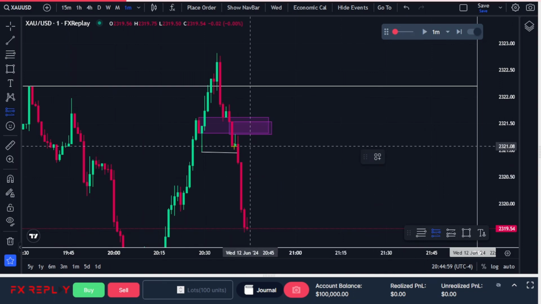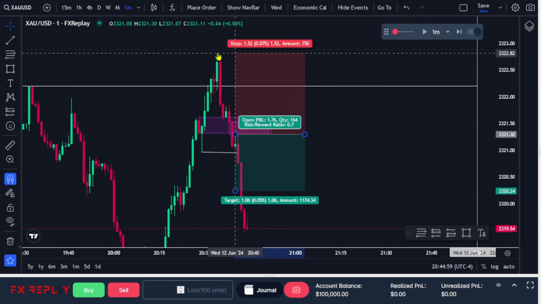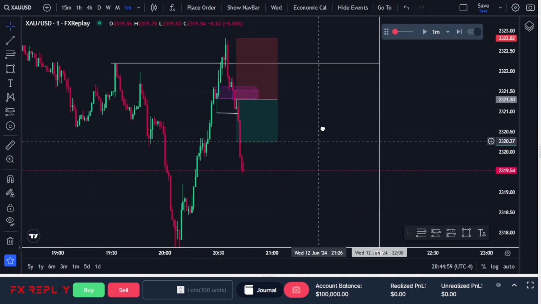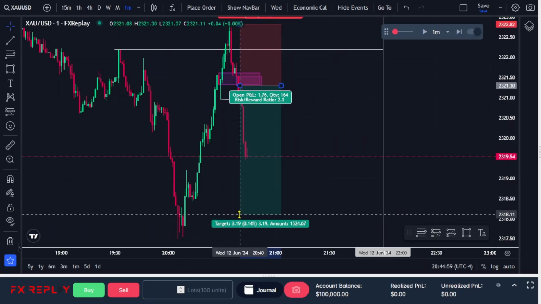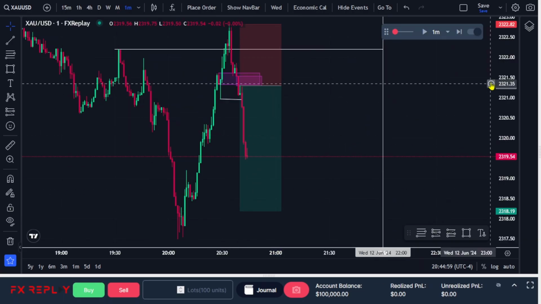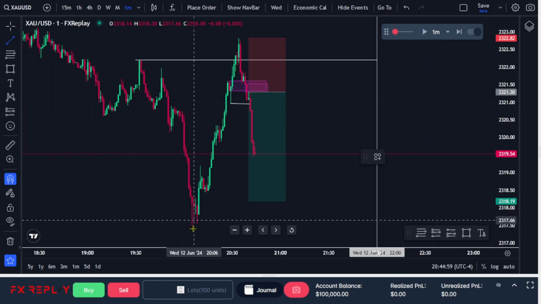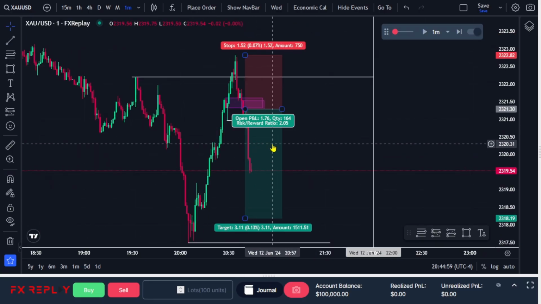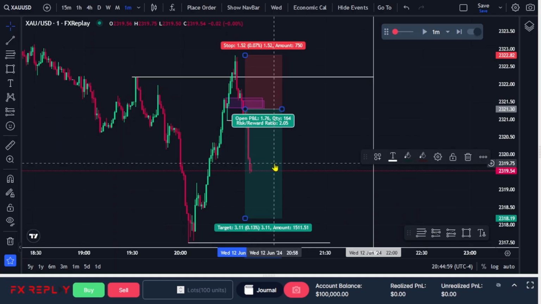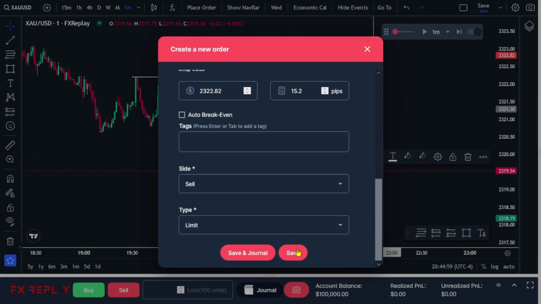I will place my limit order. The stop loss will be above this recent swing high, and for the profit target, I will target the classic 1-to-2 risk to reward ratio. You can be more flexible and also target this sell side liquidity resting below. Let me place the limit order and let the setup play out.